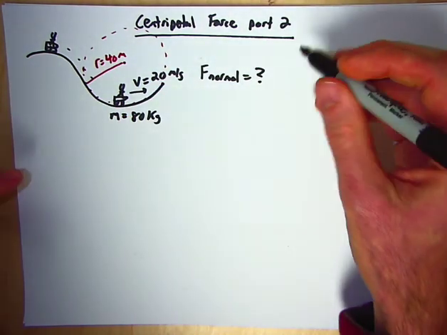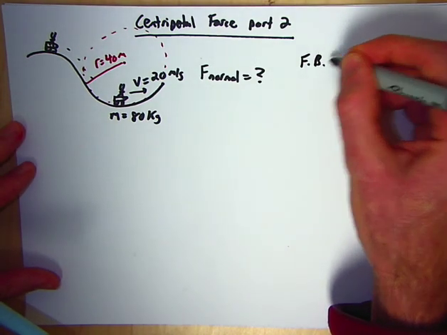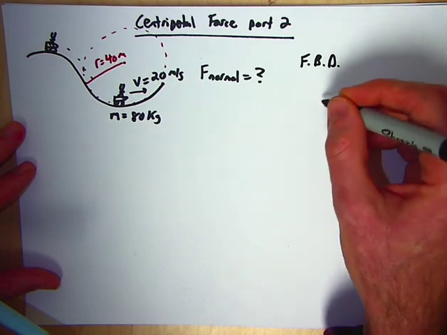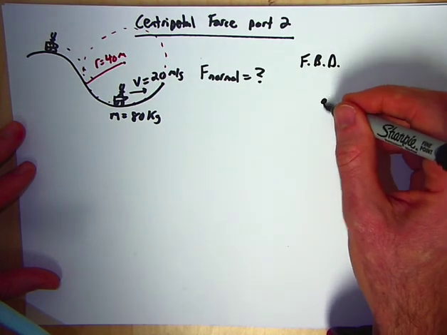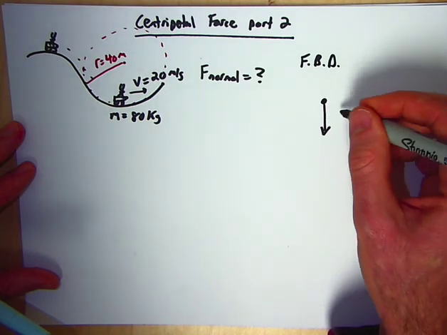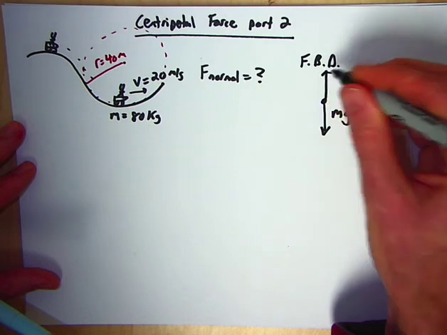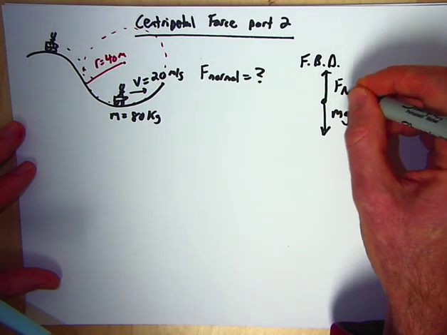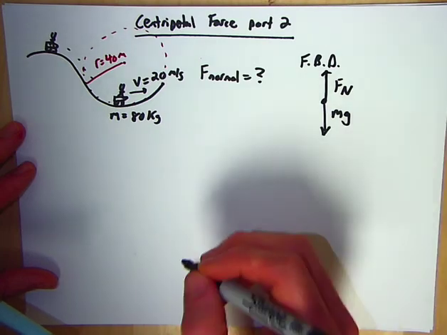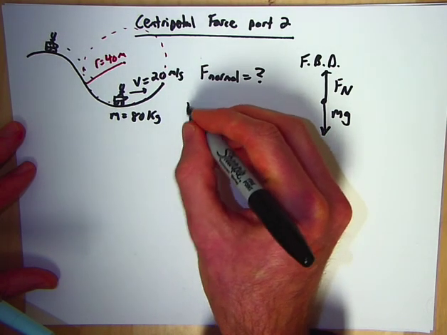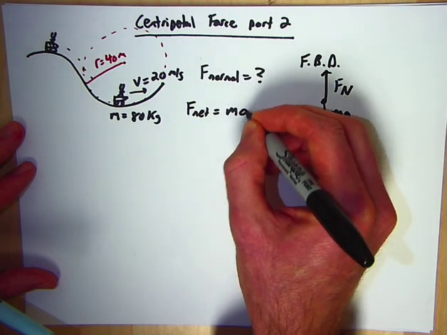Okay, so once again, as in most force problems, start out by drawing a free body diagram. All right, there's you on your skateboard. What are the forces that are acting on you? Well, of course, you've got gravity going down. Let's just call that mg. You've got the normal force going up. We'll call that Fn. And that's it. Those are the forces that are acting on you. And then the way to start out, F net equals ma.